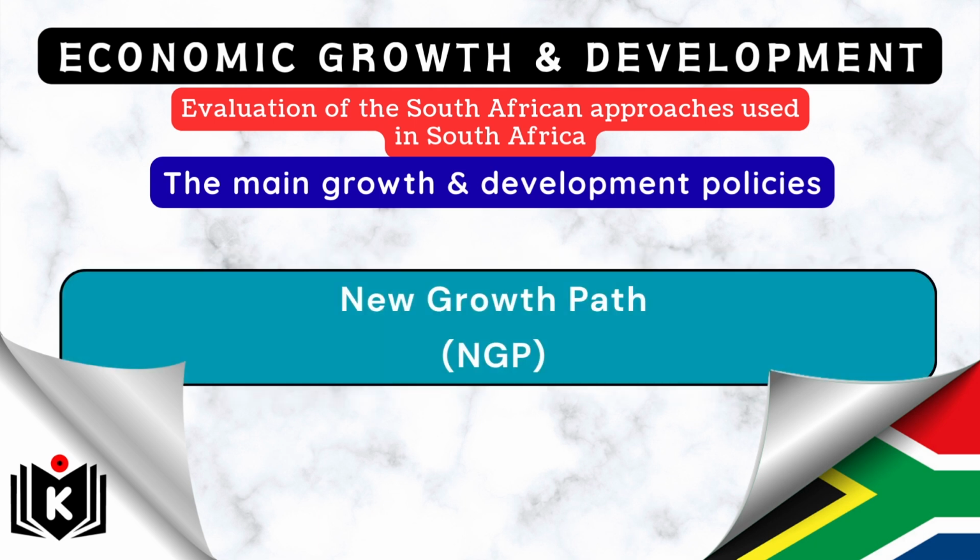The New Growth Path, or the NGP, was also another program launched by the South African government, which aimed to create 5 million new jobs by 2020 through focusing on sectors like infrastructure, agriculture, manufacturing, the green economy, and tourism. However, these targets proved to be overly ambitious and difficult to achieve.